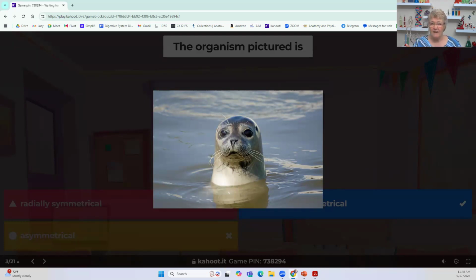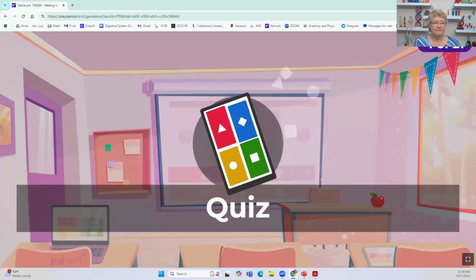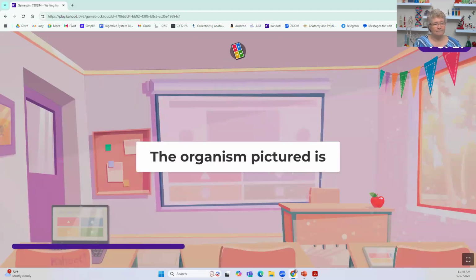Think, a sea star doesn't have a face. An anemone doesn't have a face. A jellyfish doesn't have a face. Those have radial symmetry, and sponges are the only ones that are asymmetrical. All right. Question 4.